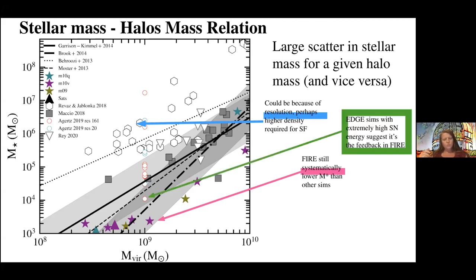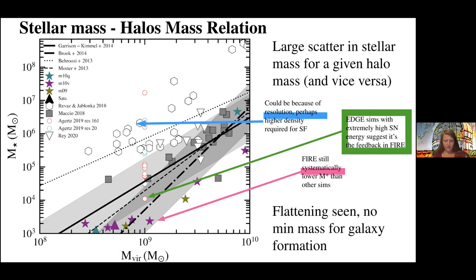But if you look, when Agertz et al. take their supernova energy and multiply it by 10 or 100, they start to get down into our regime. So I suspect it has something more to do with the strength of feedback. Of course, feedback is handled differently in all of these simulations, but the strength of FIRE feedback, which causes them to be such low mass.